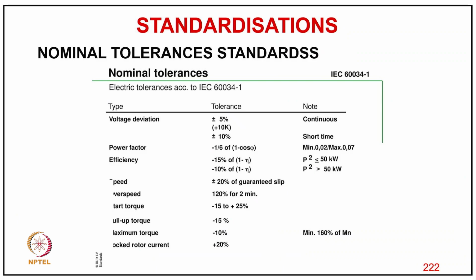Then you have nominal tolerances on these standards, that is how much tolerance, like voltage deviation permitted plus minus 5%. Like in Indian conditions, we allow plus minus 6% voltage variation, but typically in rural areas, we allow plus 6% and minus 16%. So these depend on the application, how we permit the different standard tolerances.